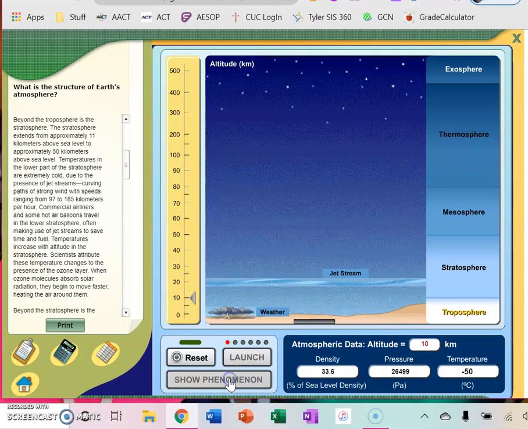Ten kilometers. Jet streams are winding ribbons of strong wind caused by temperature differences near the top of the troposphere. Jet stream winds can reach 185 kilometers per hour.